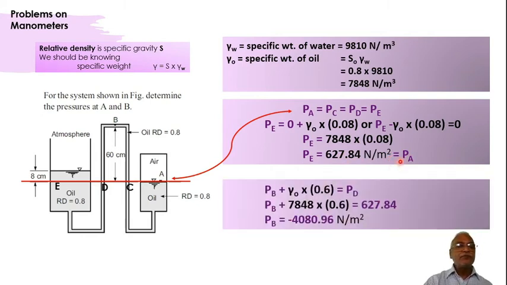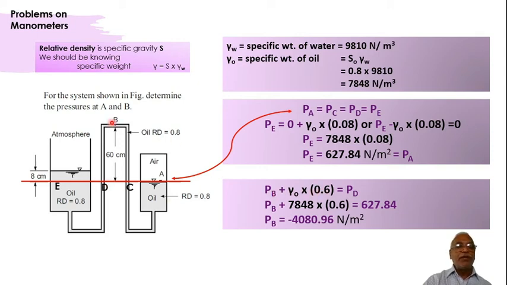Further, now if I want pressure at B, I'll start at point B and then let me move down. So pressure at B, when I move down, if I move horizontally, there is no addition or subtraction, but when I move down, I have to add. There is a plus sign. I am moving through a distance of 0.6 in the liquid of oil itself. That's why there is gamma O multiplied by 0.6. So when you come to this level, it is pressure at D.